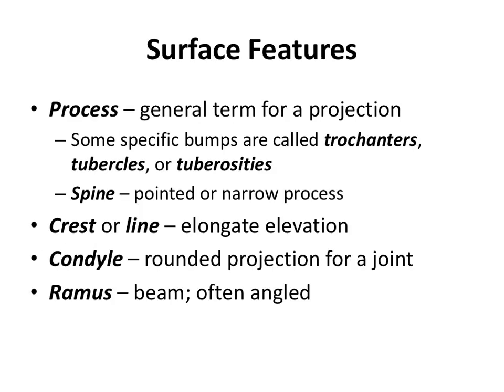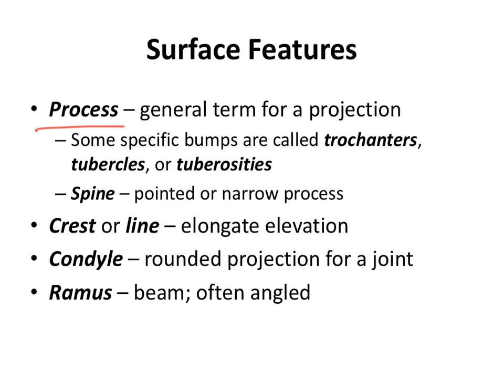So here are some specific names. A process. I'm going to underline this one. Process is a general term for a projection. There are a lot of processes on the bones of the body. The coronoid process, the olecranon process, just kind of spouting them out. Some of them get special names, though. There are trochanters on the proximal femur, the greater and lesser trochanter. There's the greater and lesser tubercle at the proximal humerus. There are tuberosities in several places. The tibial tuberosity, the ischial tuberosity.